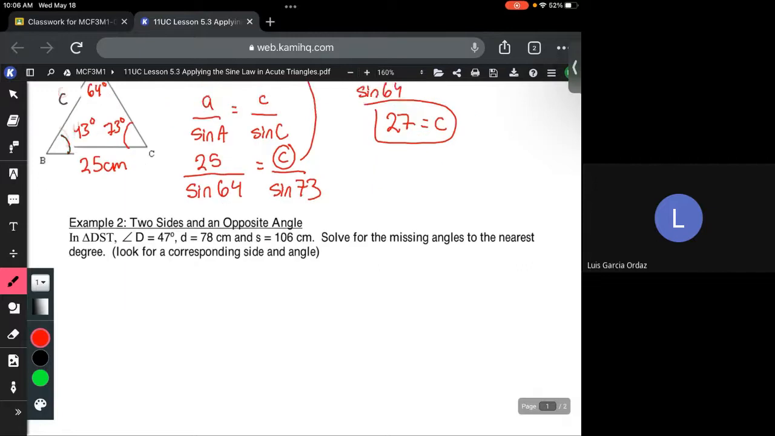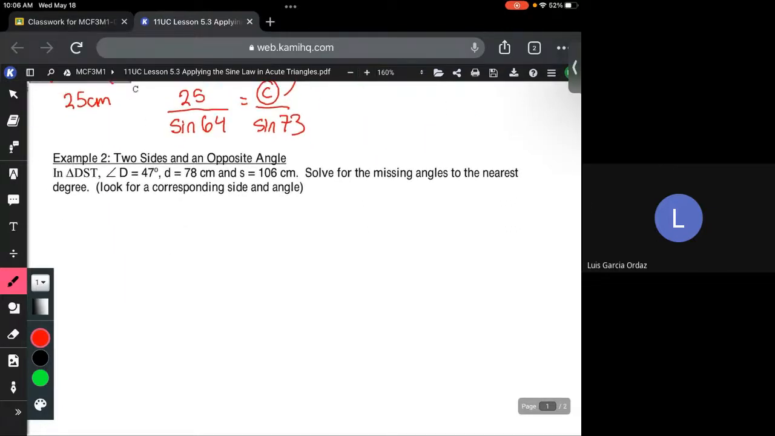So for example 2, we have triangle DST, so you have to draw a triangle. I'm not always going to give it to you. So you have triangle DST.